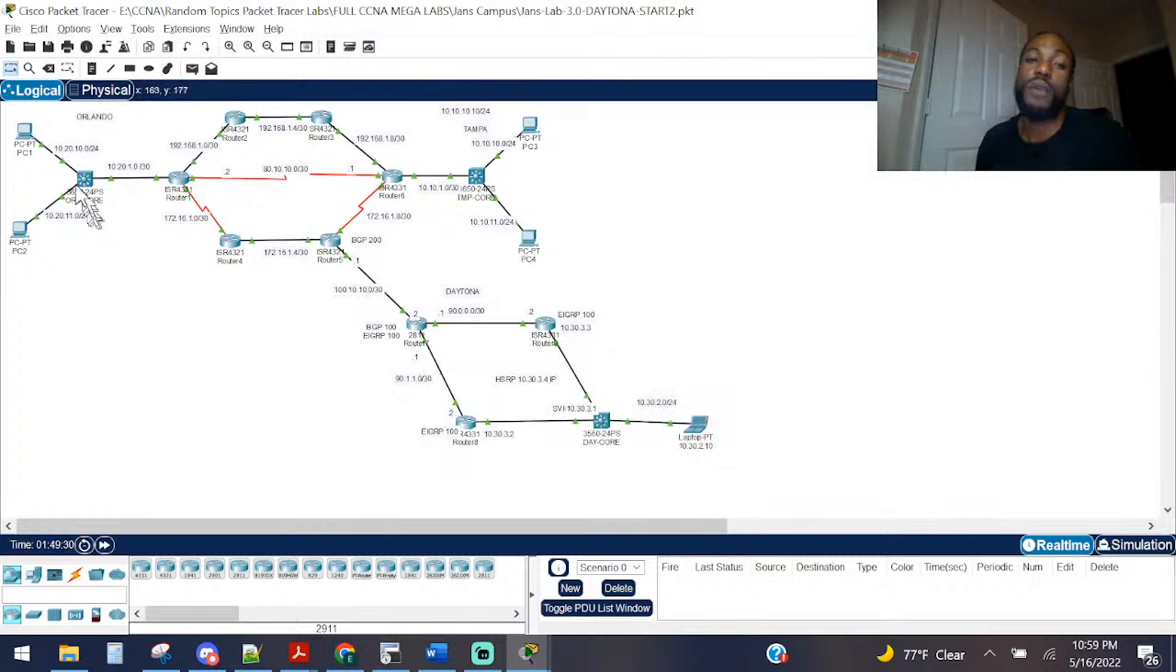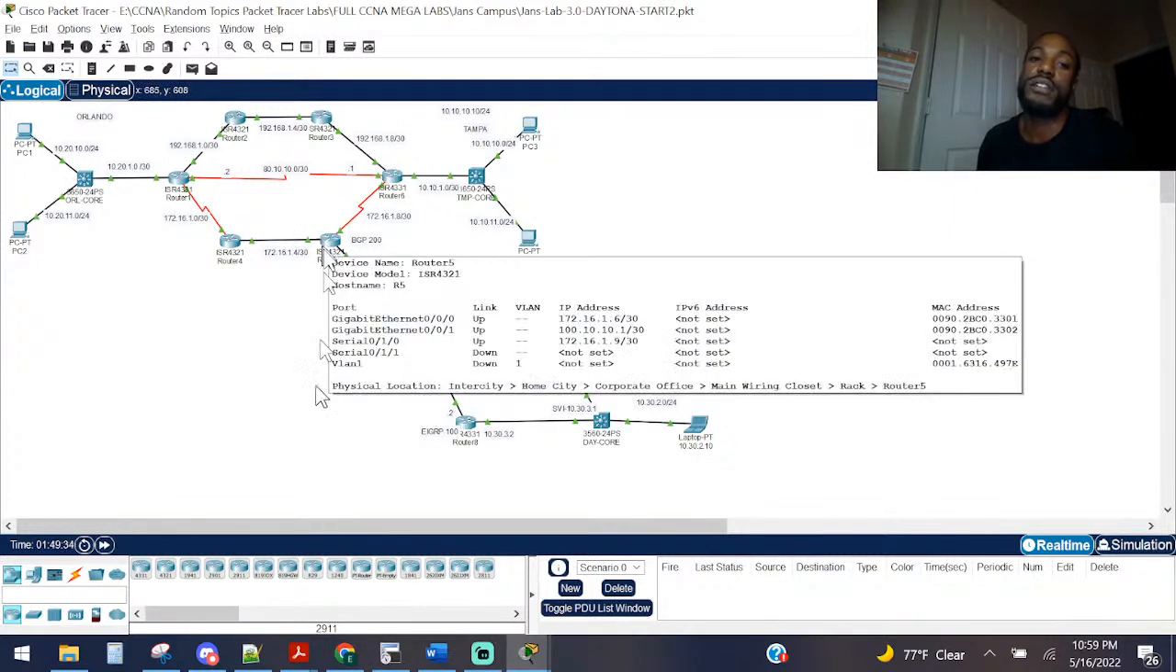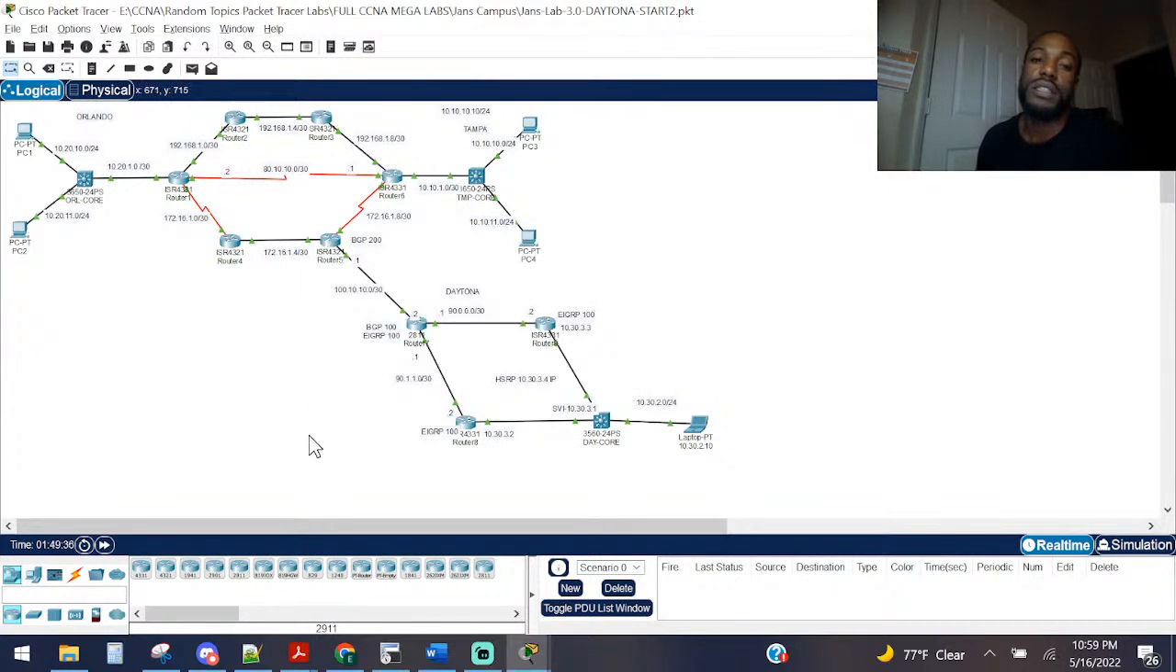No, because I remember doing this. They all just need to know how to get to router 5. That's all they need to do. These guys right here need to get to router 5 to get to Daytona. These guys right here need to get to router 5 to Daytona. And that's how I solved it the first time I did this.